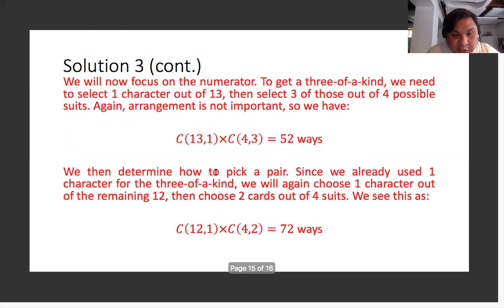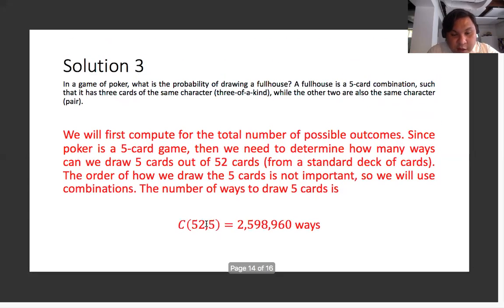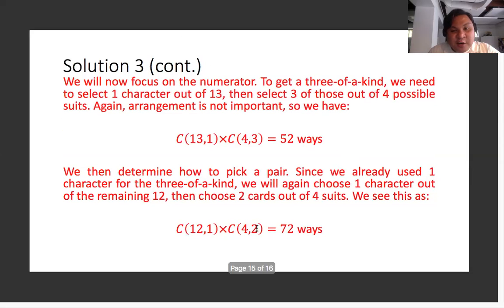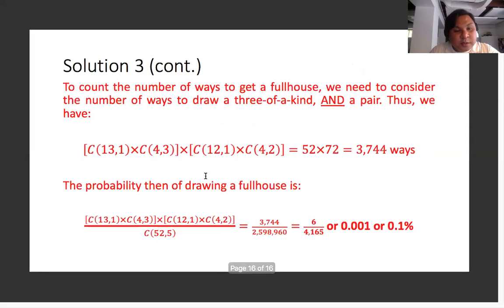All right, so notice 52 taken 5 is about 2,598,960 ways. That's a lot of possible five card combinations. All right, to get a three of a kind, there's 52 ways of doing that. To get the remaining pair, all right, take note that there's only 12 characters left to choose from to get the pair. There's 72 ways. Thus, to get a full house, there are only 3,744 ways.